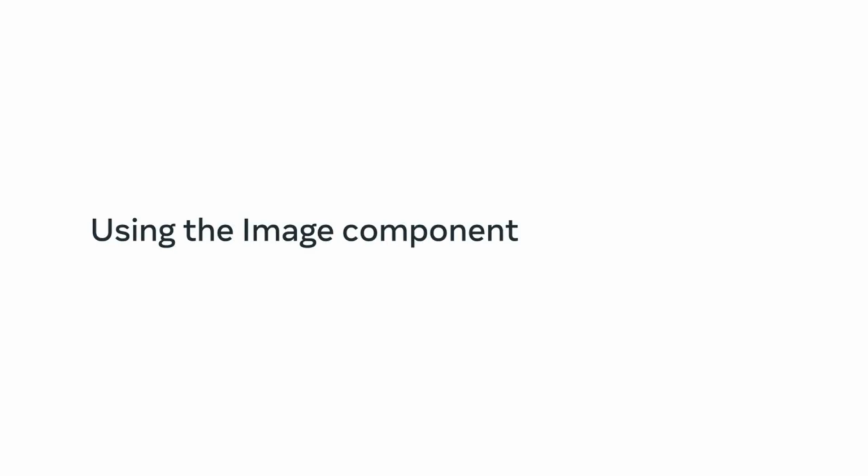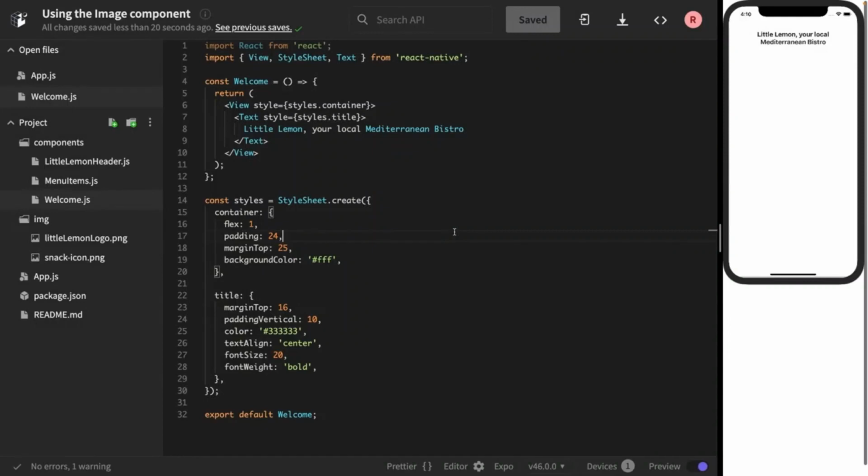In this video, you'll find out how to use the image component to place an image in a React Native app. I have a welcome page for the Little Lemon app with some text at the top that reads, "Little Lemon, your local Mediterranean bistro." It's not too exciting, so I want to add the Little Lemon logo to it as well, which I'll do by using the image component. Let's find out how to do that.